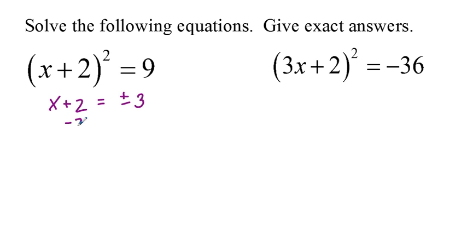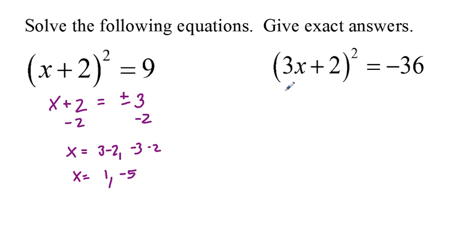Now we're going to subtract 2 from both sides. So x equals, and we have to do this, positive 3 minus 2 is my first answer, and negative 3 minus 2 is my second answer. So I get 1 and negative 5, two answers.